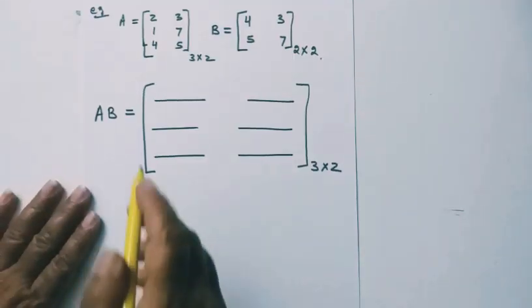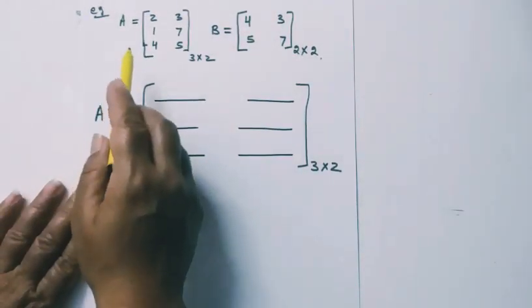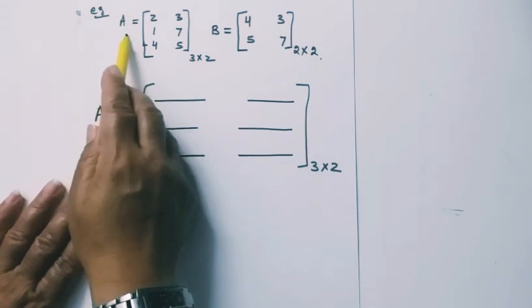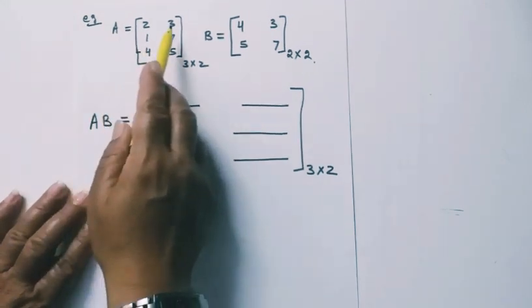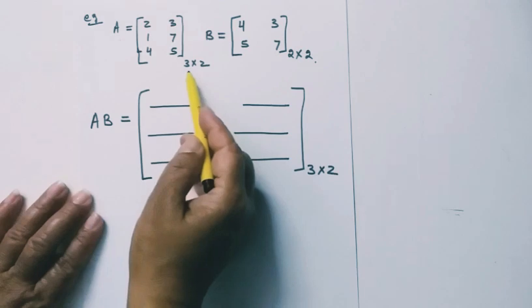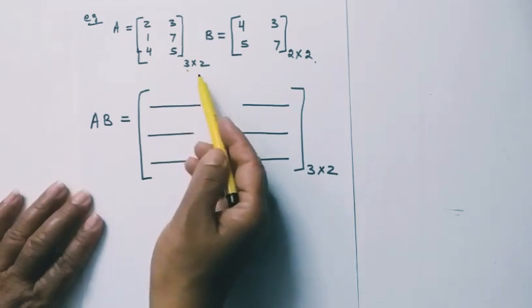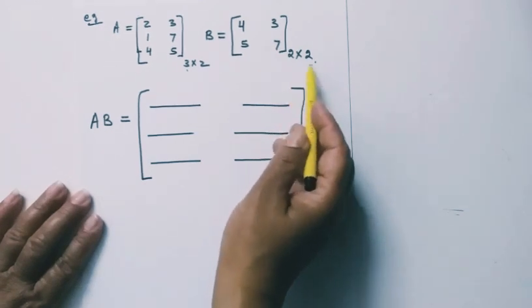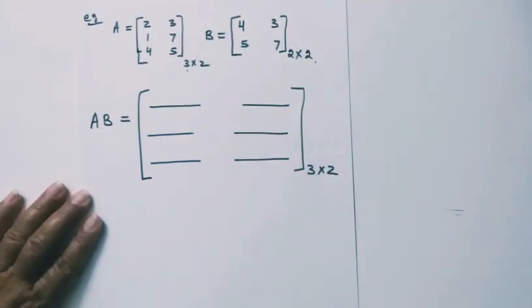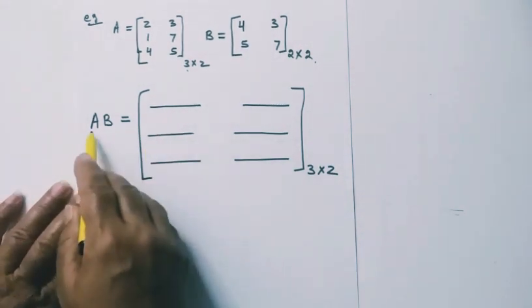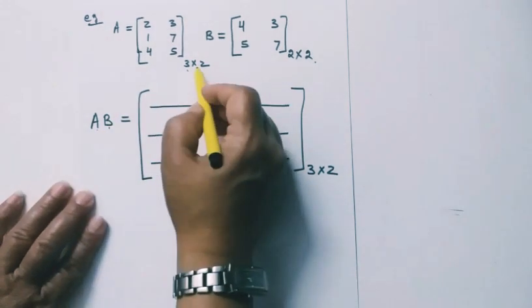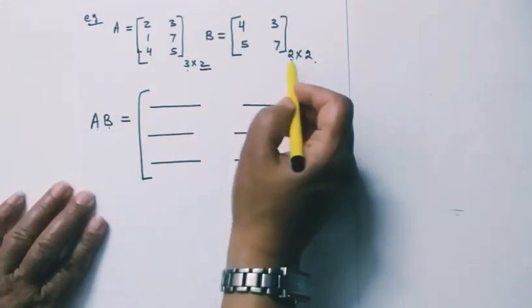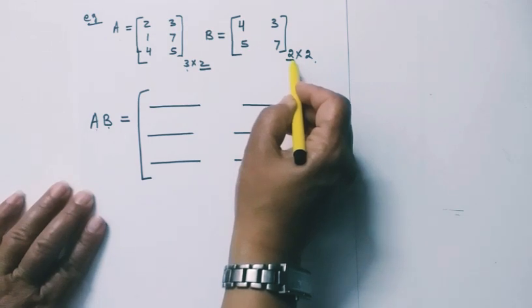Let us take one example of matrix multiplication. I have taken a matrix A. You can see the order of matrix A is 3 by 2, and the order of matrix B is 2 by 2. So first I have to check whether the product AB is defined or not. Now I explained to you that to multiply two matrices A and B, the number of columns of A should be equal to the number of rows of B.